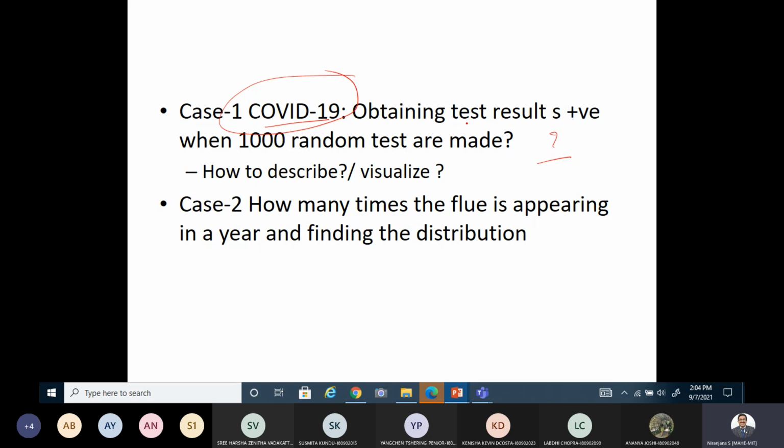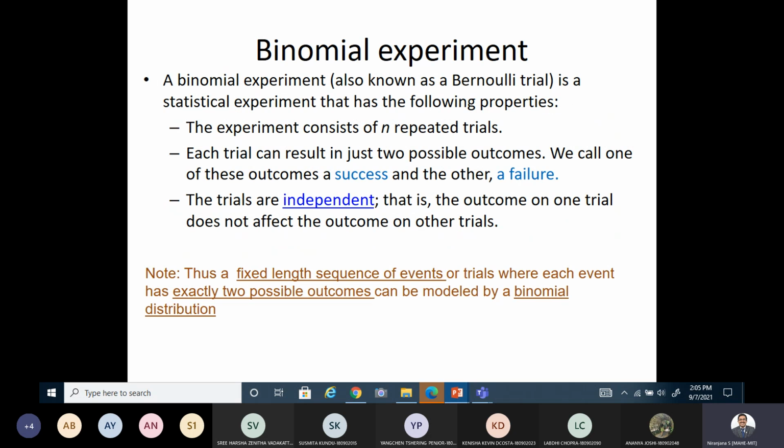Obtaining a test result, it could be positive or it could be negative. Among the 1,000 random tests which you are making, how many will you get positive, how many negative? All of these are question marks, uncertainty. We have a lot of uncertainties with this. So in these cases, how do you visualize the whole problem as a class, with respect to the variable associated with it? These are really challenging for a designer.